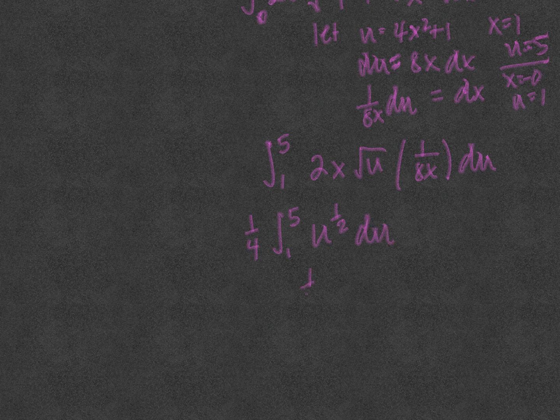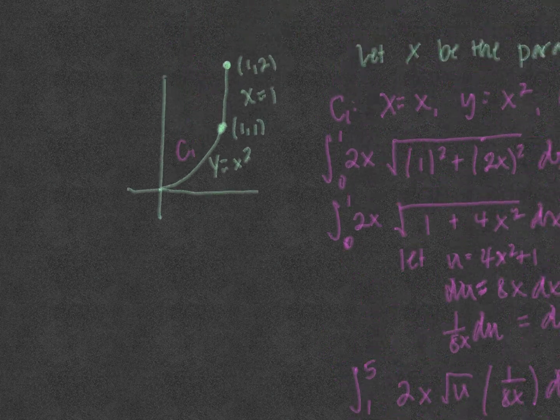This means we have 1/4 times u to the 3/2, so the coefficient is 2/3, from 1 to 5. 1/4 times 2/3 is 2 over 12, which is 1 over 6. And then I have 5 to the 3/2, which is 5 square root of 5, minus 1 to the 3/2, which is 1. So that gives us C1. And now let's go talk about C2.